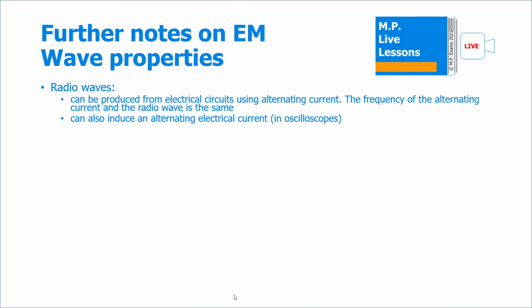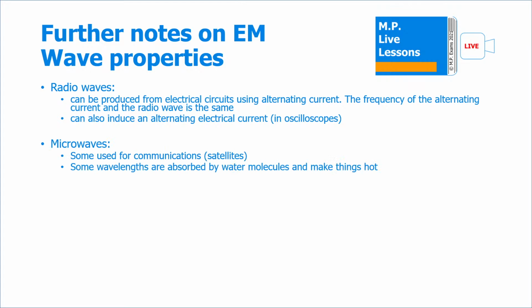Radio waves can also induce an alternating electrical current, and that's like the ones you find in oscilloscopes. Now, for microwaves, some are used for communications, and some microwaves can be used for cooking because they are absorbed by water molecules. That's for some wavelengths only, and they make things hot.